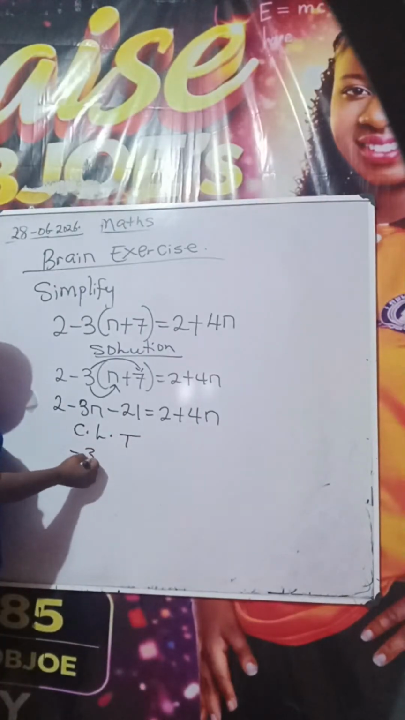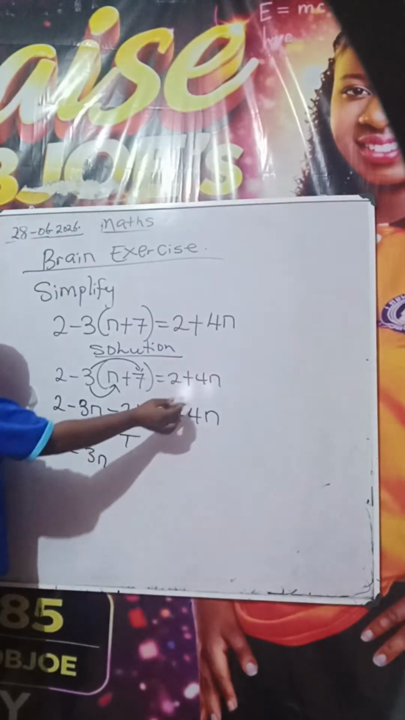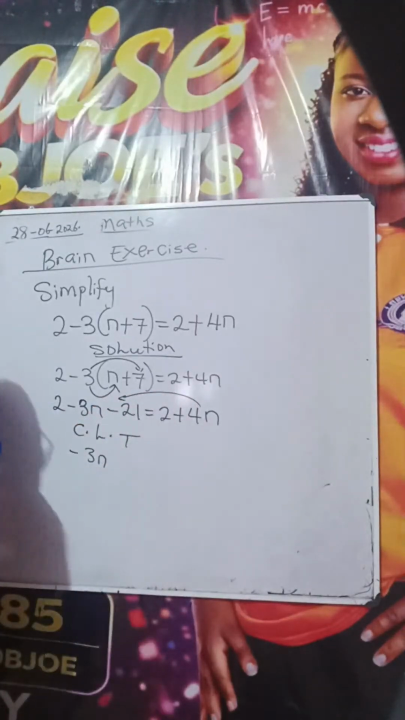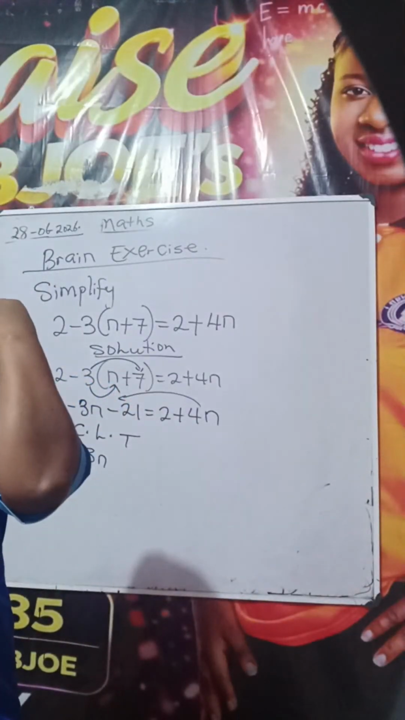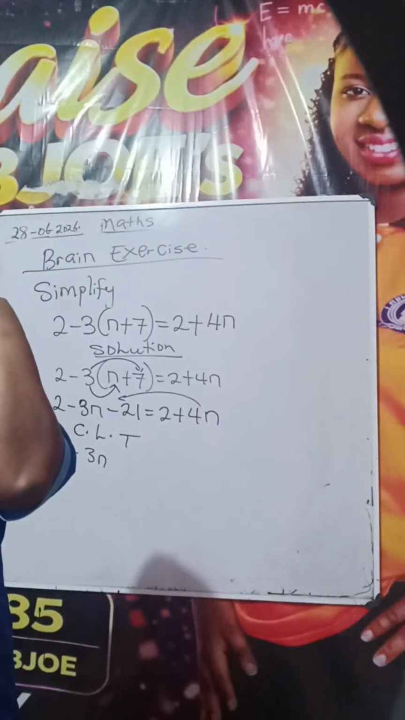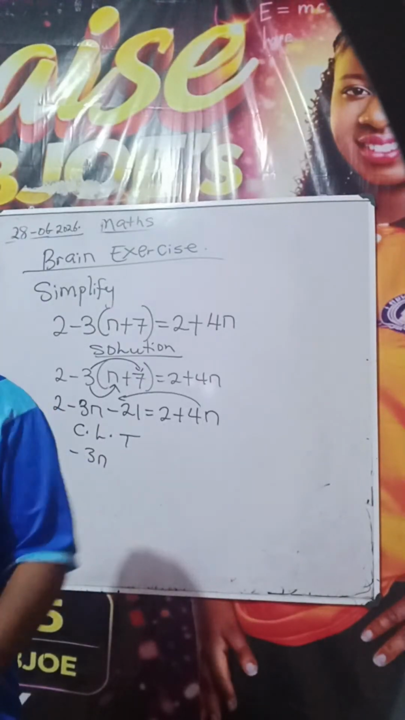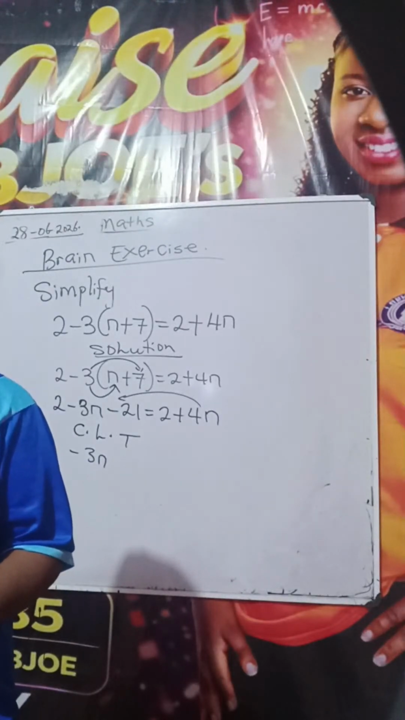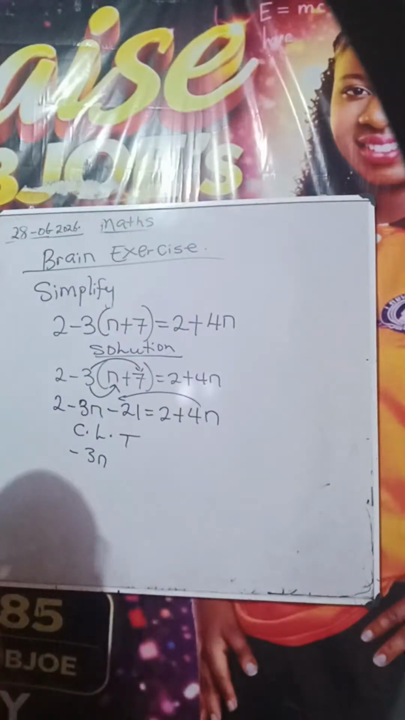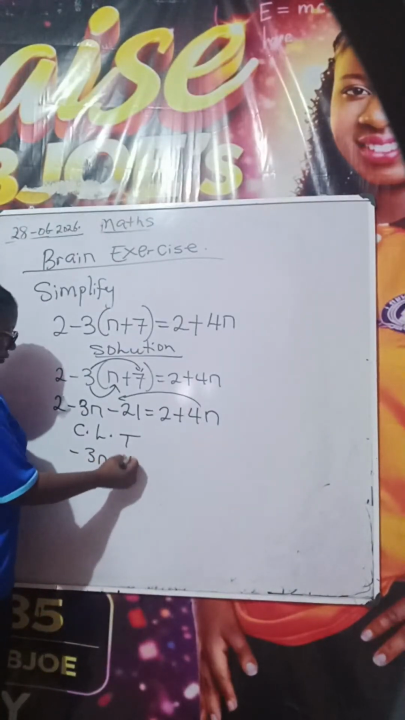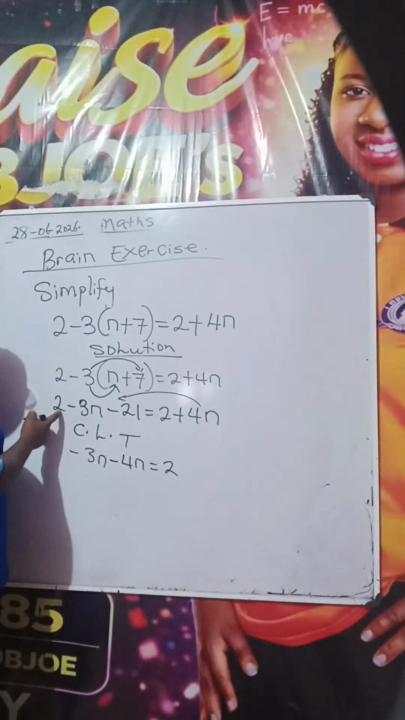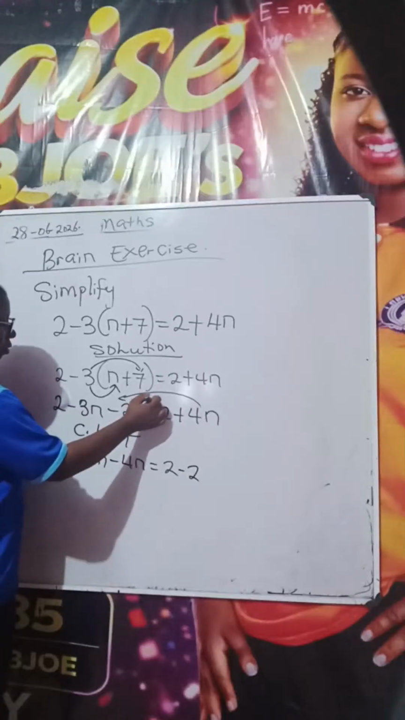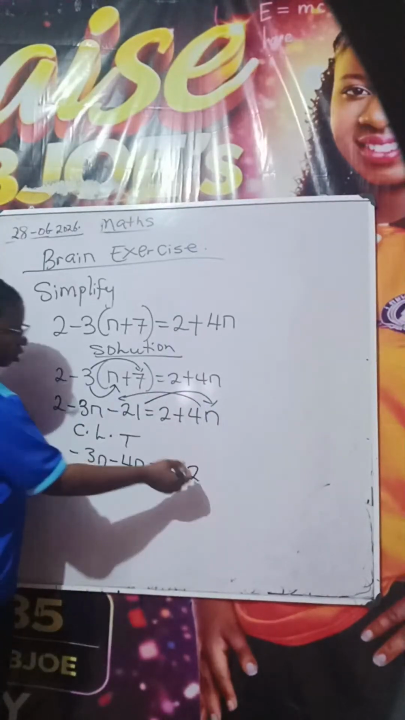So we have minus 3n. I'm bringing this 4n to this place. If I bring 4n to the left, will it be plus or minus? So we are getting minus. So minus 4n equals 2. If I take the 2 now, first of all, I'm moving 2 to the right. The 2 will become minus 2. Then before the 21, 21 will become plus 21.